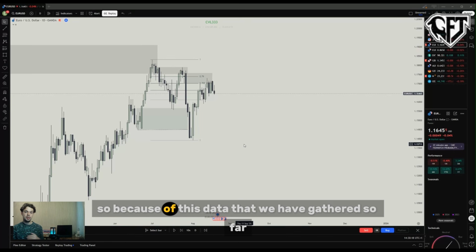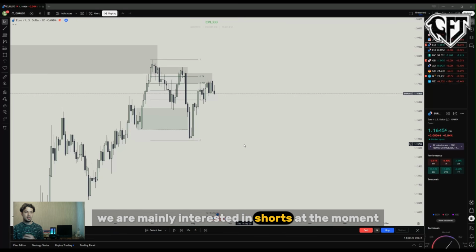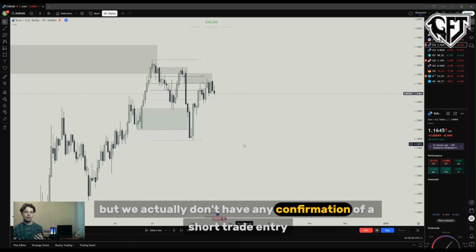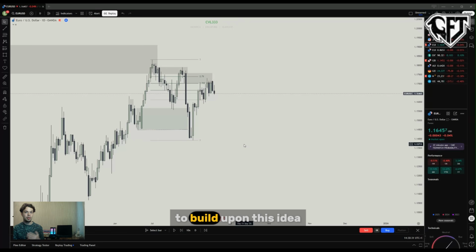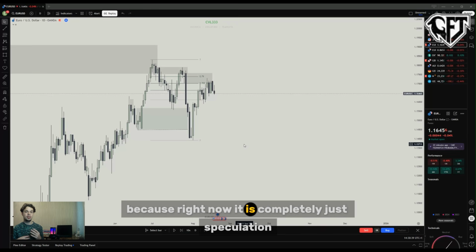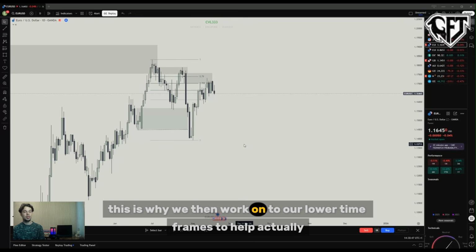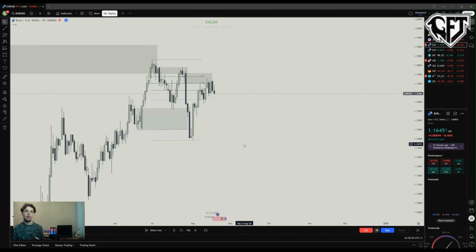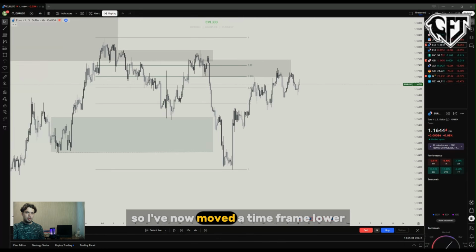So because of this data that we have gathered so far on this higher time frame, we are mainly interested in shorts at the moment, but we don't have any confirmation of a short trade entry. This is why we have to go onto our lower time frame to build upon this idea and get further confirmation of this short bias before considering an entry. Because right now it is completely just speculation. We have no confirmation that this is going to go short. So this is why we work onto our lower time frames to get more confirmation of this overall trade idea.